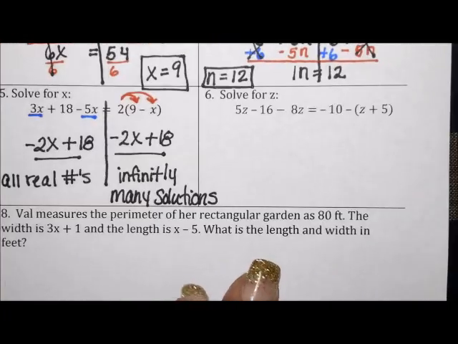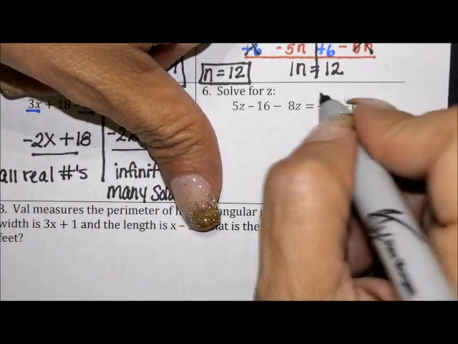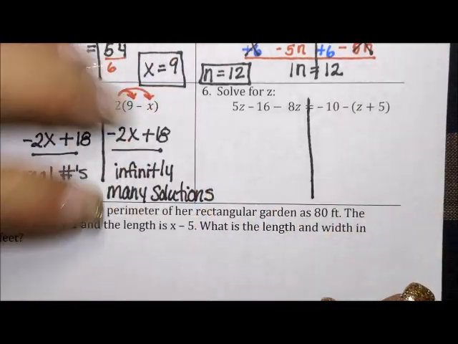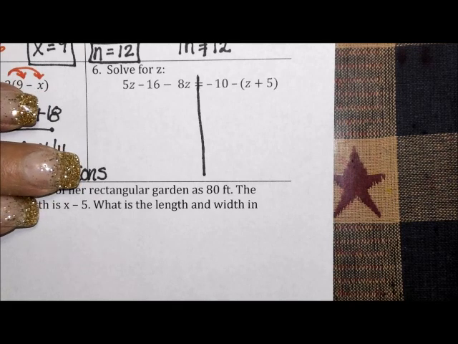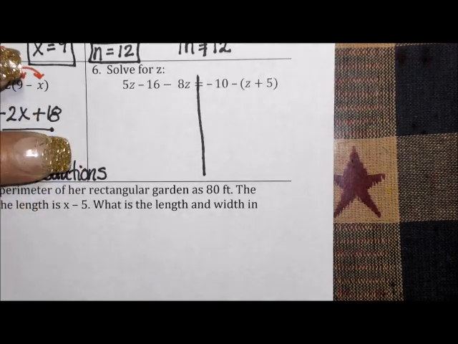Alright, so now let's look at number 6. So on number 6, I'm going to draw my line. Alright. Give you a second to look at that one. Same thing, right? You got 3 on the left. 3 terms. What can I put together?